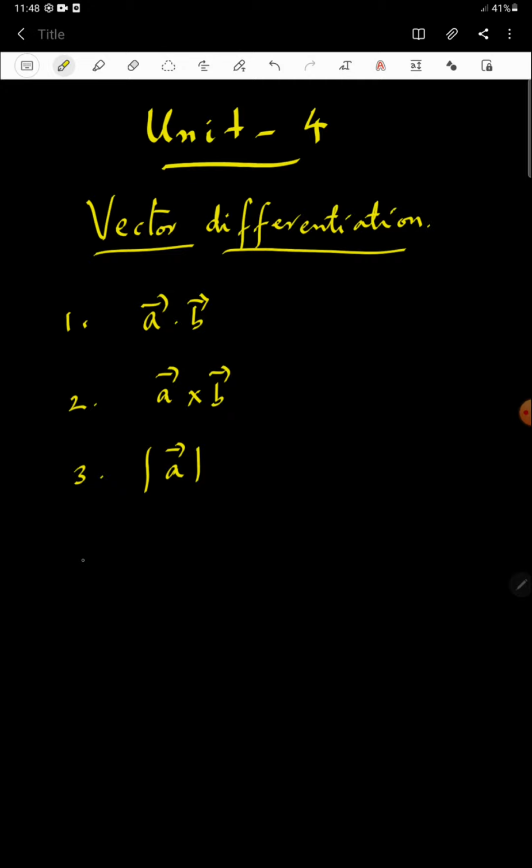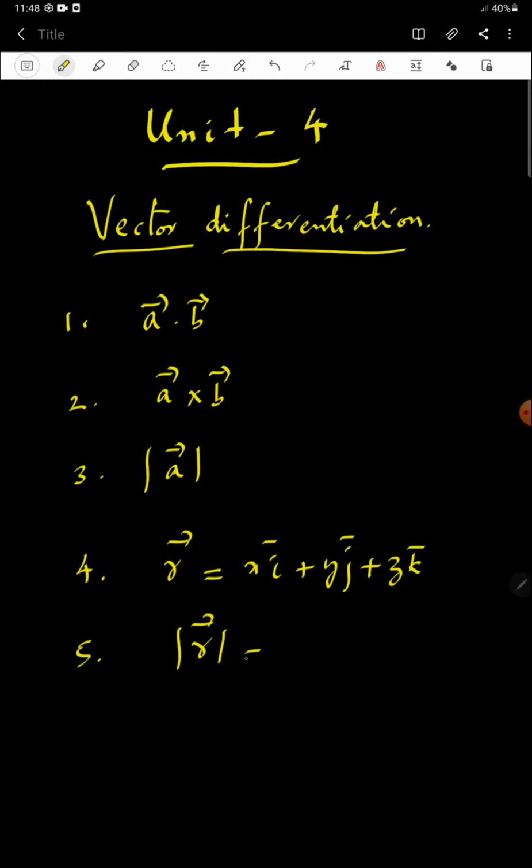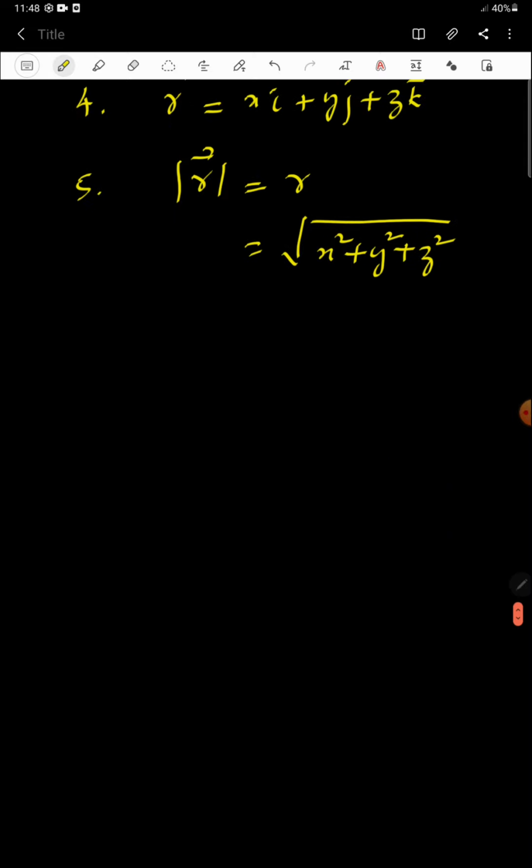What is the length of the vector A? And some standard notations. For example, vector r is always standing for xi plus yj plus zk. This is vector r, and the length of vector r is denoted as scalar r. So this is going to become under root of x square plus y square plus z square. So let's have a quick look at these basic concepts.